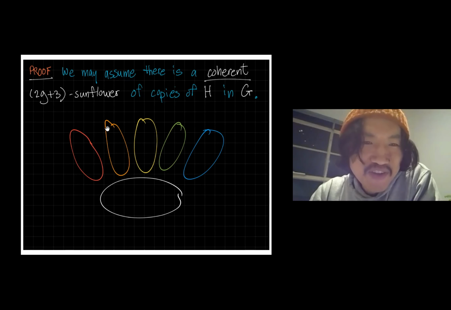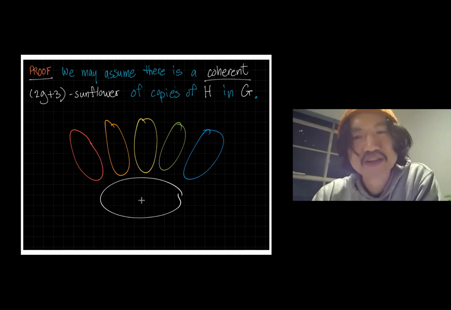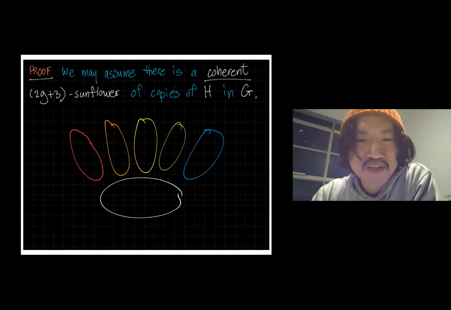So here I've got this large coherent sunflower. Again, this picture means that I've got five sets and they all intersect in this white set here, and it's coherent. So that means that if I were to draw H in each of these sets, it would look exactly the same way, right?